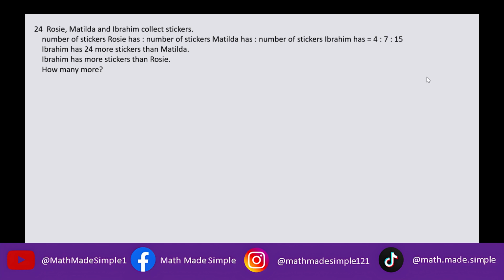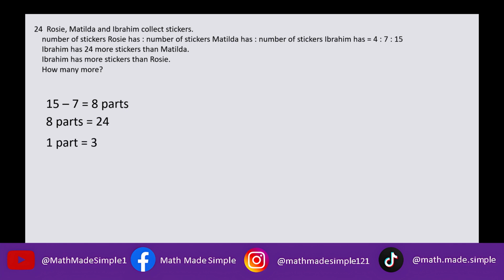Ibrahim has 24 more stickers than Matilda. Ibrahim has more stickers than Rosie. How many more? So I want to find out how many more parts of stickers Ibrahim has than Matilda, so I do 15 minus 7, which is 8 parts. And I know he has 24 more stickers, so 8 parts must equal 24. So 1 part is 3.